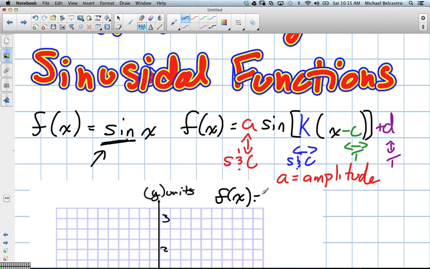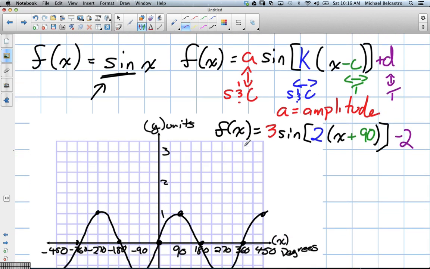f(x) is equal to 3 sine, I'm just going to make this up, K will be, I guess 2 in this case, x, we'll say plus 90. We're working with degrees. And if it's 3, we'll go to minus 2. Okay. So I've already color coded this, so we know what A, K, C, and D are. Okay. So we'll talk about how they're going to affect everything.